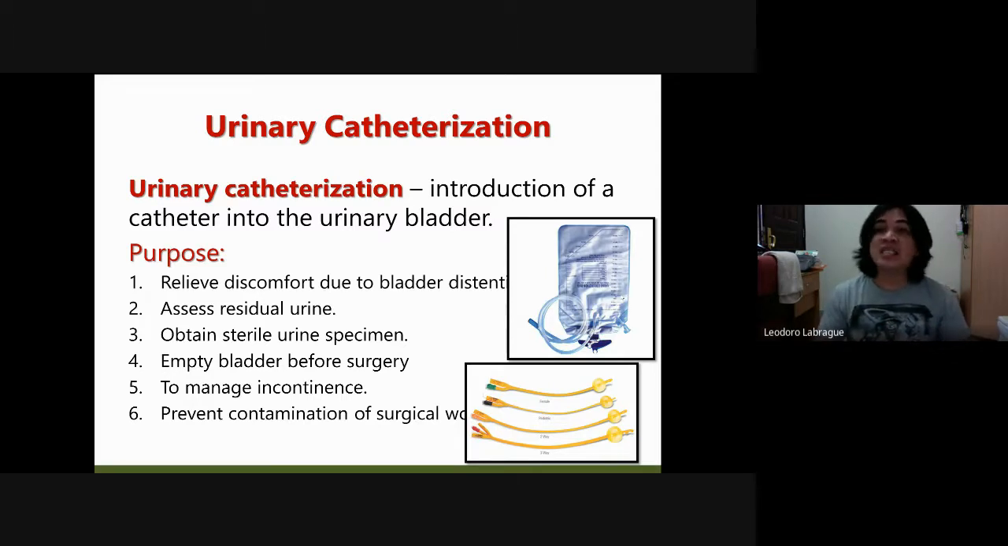If the patient has incontinence, there is urine leakage, the patient doesn't have control, you can insert a catheter also. And number 6, prevent contamination of the surgical wound. Why? The urine might contaminate the wound. And if the patient has a catheter, because the urine is collected in the drainage system, there's no risk that the wound will be contaminated by the urine.